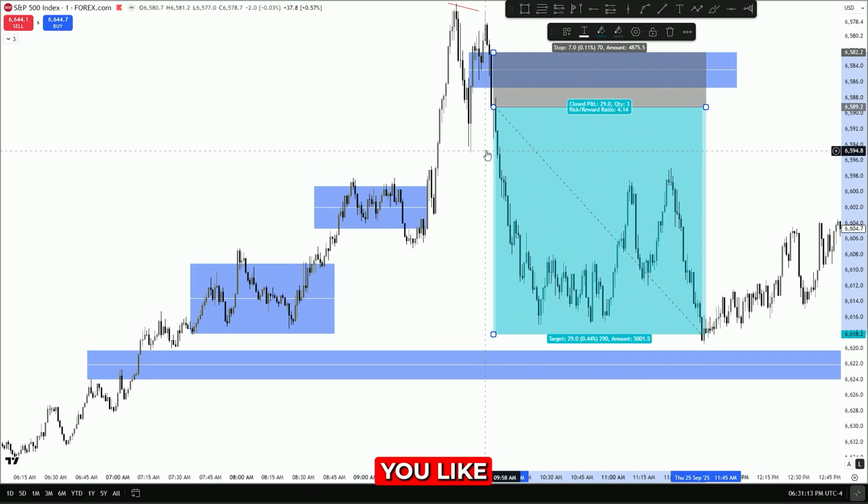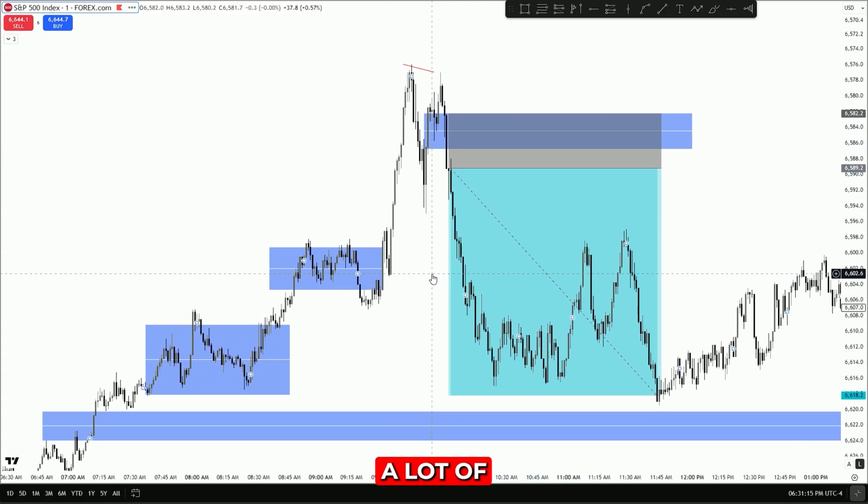And this happened at 10 a.m. Like you can see, at 10 a.m. a lot of times you're going to see reversals in the market instead of continuation. So keep your eye on that as well.